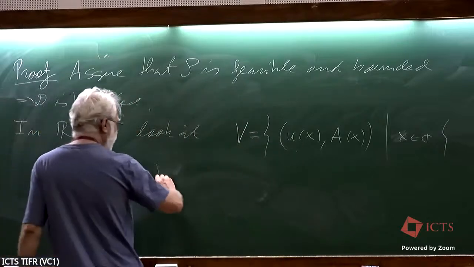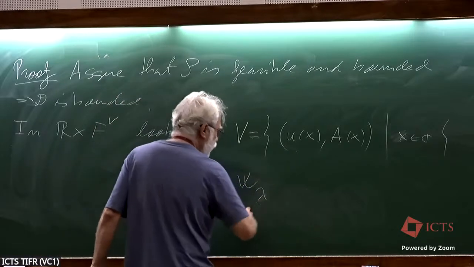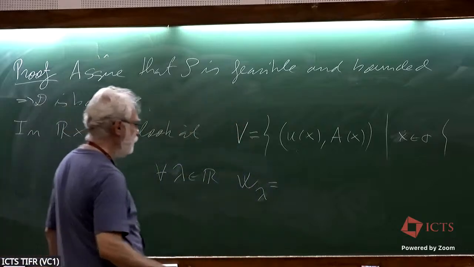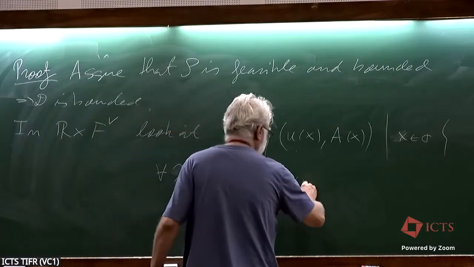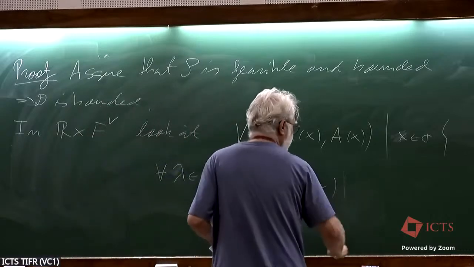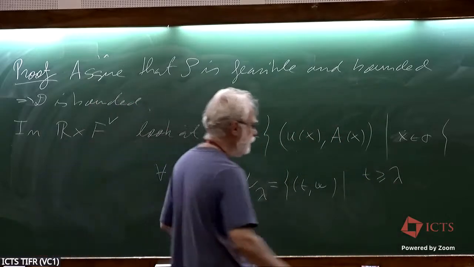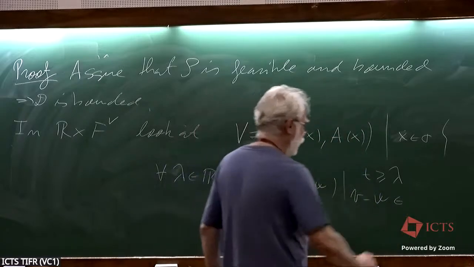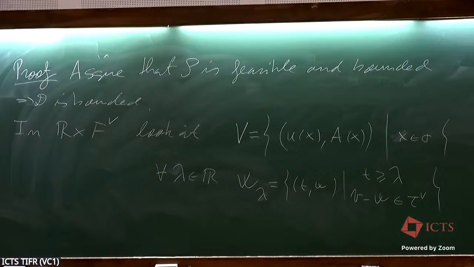And for every lambda in R, I will define the set W lambda, also inside R times F dual, as the set of elements T, comma W, satisfying that T is bigger or equal than lambda, just this condition here, and that B minus W belongs to tau dual. Okay, so I am taking this condition.